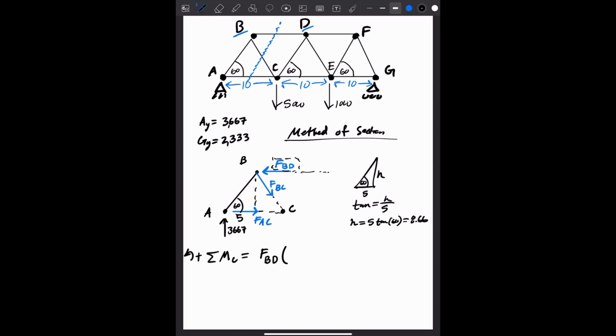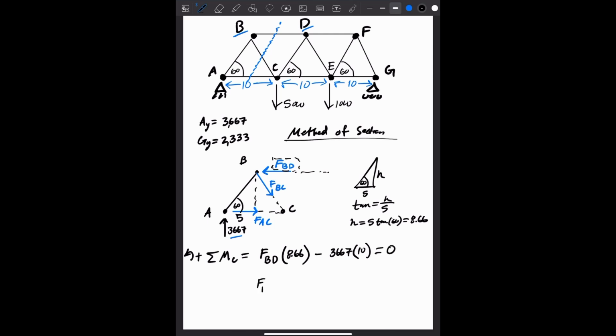So a moment is a perpendicular force and the distance. So in this case, the distance is that 8.66. So that's positive. And then this other force, AY, is going to be in the negative direction. So 3,667 times, how far away is it? It's 10. Again, we're going to set this equal to 0 because there's no acceleration.